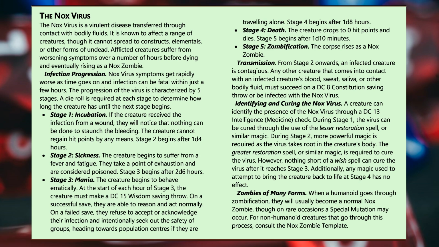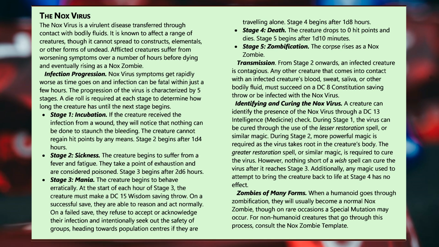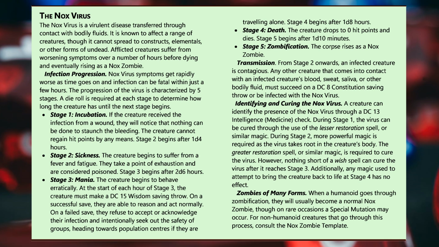Stage 4. Death. The creature drops to 0 hit points and dies. Stage 5 begins after 1d10 minutes. Stage 5. Zombification. The corpse rises as a Nox zombie. Transmission. From Stage 2 onwards, an infected creature is contagious. Any other creature that comes into contact with an infected creature's blood, sweat, saliva, or other bodily fluid must succeed on a DC 8 Constitution saving throw, or be infected with the Nox virus.